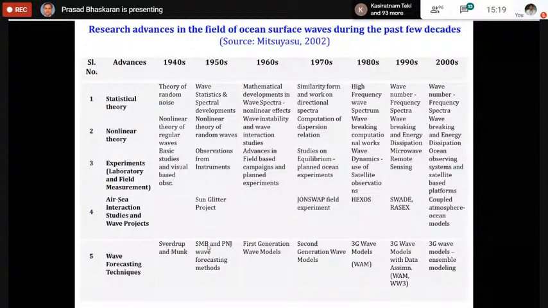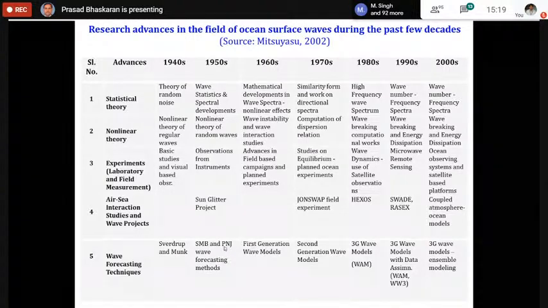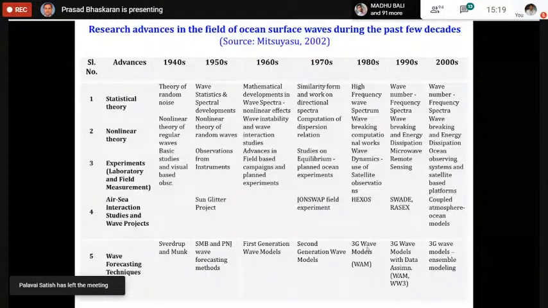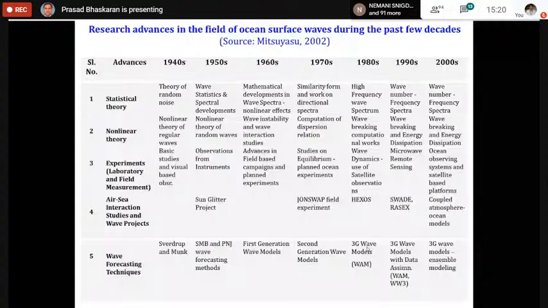There were two popular nomograms which were developed. One was by SMB. The other formulation was given by PNJ. It stands for Pierson, Neumann, James. So Sverdrup, Munk, Bretschneider, and Pierson, Neumann, James developed semi-empirical formulas, and this knowledge was translated into nomograms, which can be used to understand the wave characteristics. If you know the wind speed, the duration, and the fetch, if these parameters are known, you can pick out from the nomogram what the possible wave height could be. This is how it started in the 1950s.